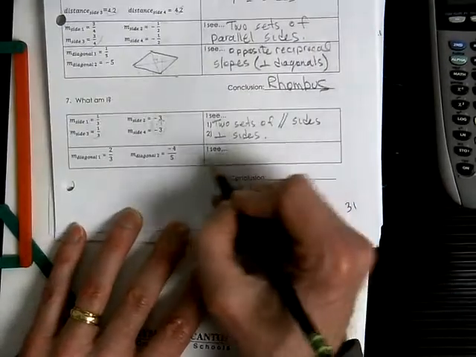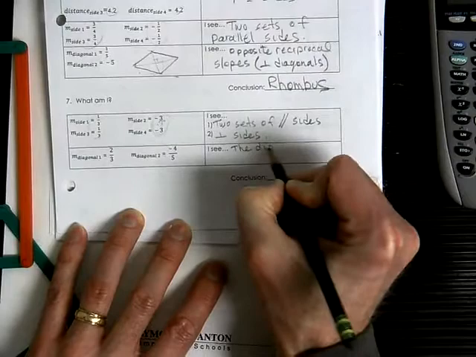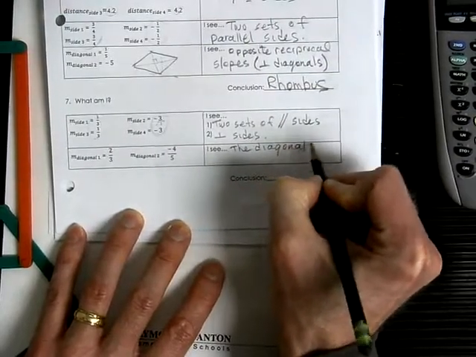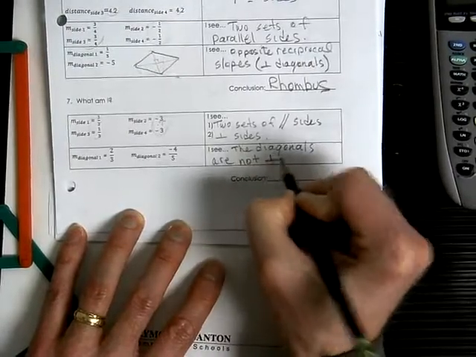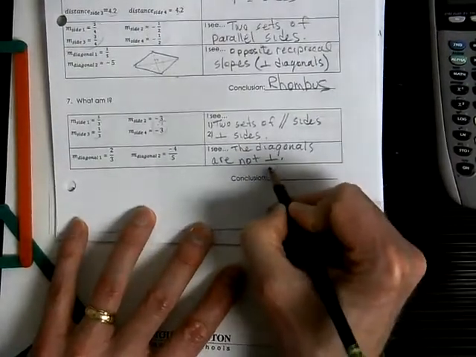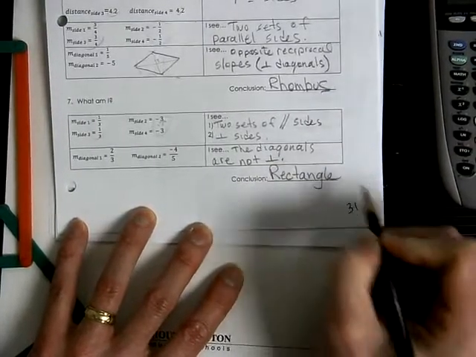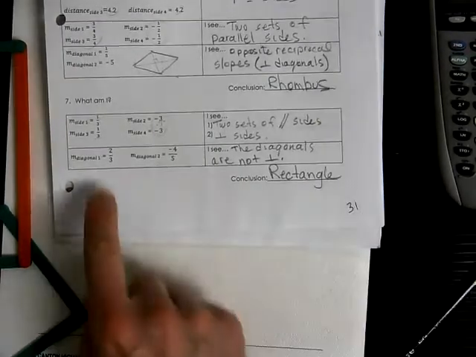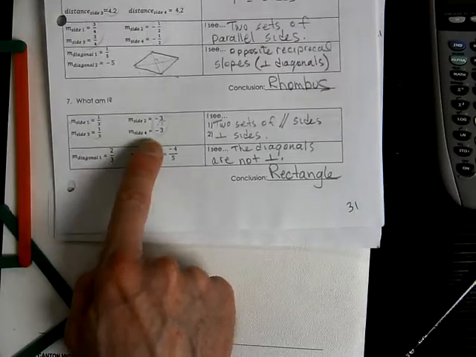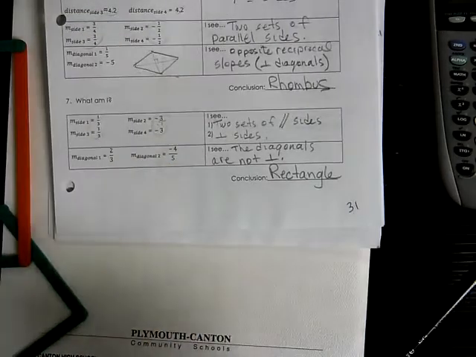So I see the diagonals are not perpendicular. So this is a rectangle. I was suspecting that this was going to be a square, but we noticed that the diagonals were not perpendicular, so it cannot be a square.